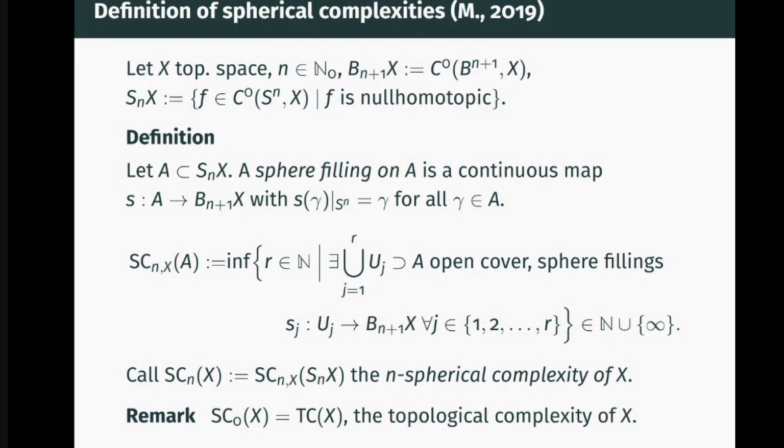Just as a remark, this is really connected to TC. Namely, if we take n equal to 0, this would be B^1(X). This would just be the maps from the interval to X, so the path space. And here we would have the maps from S^0 to X. S^0 is two points, so this would just be X times X, which means this really gives again the proper definition of TC. So this is again the standard definition. This really generalizes TC to higher dimensions in some sense.